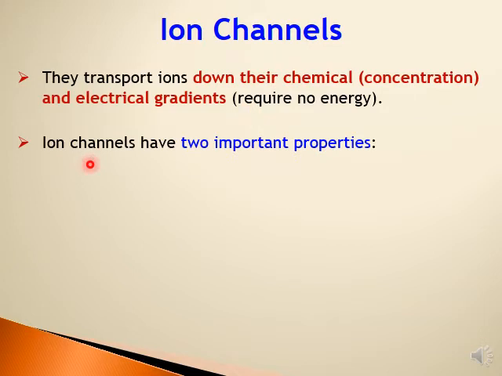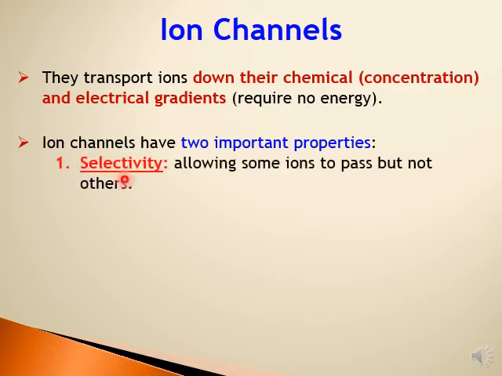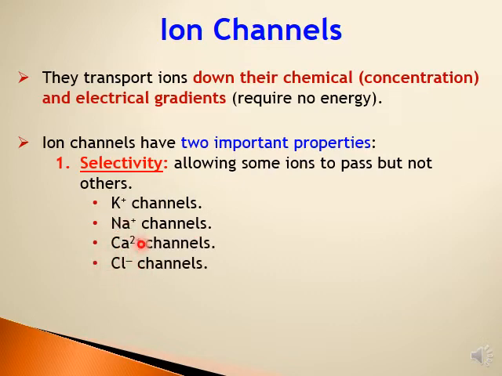Ion channels have two important features or properties. Number one, selectivity, so they allow some ions to pass but not others, and we'll see examples in other sessions. We have potassium channels, they are very selective for potassium. We have the sodium channels, the calcium channels, and the chloride channels as examples. Of course, at higher level you recognize that we have some ion channels that are non-selective, but they preferably transport one of the ions. For example, we can say non-selective cation channel that transports positively charged ions, but they are more permeable to calcium, for example.